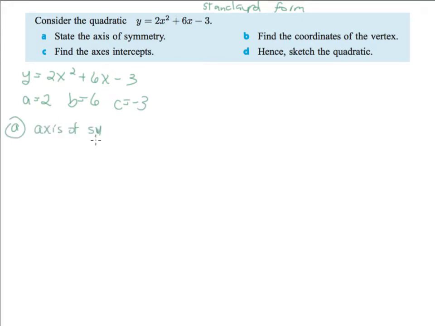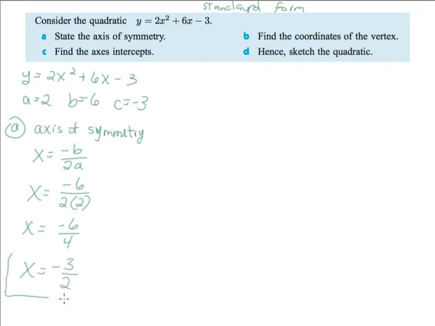You need to recall that the axis of symmetry is found by the following equation: x is equal to opposite B divided by 2a. So that will be, in this case, -6 divided by 2 times 2. We're going to simplify this down, and we get x is equal to -3/2. Make sure you write the axis of symmetry as an equation.